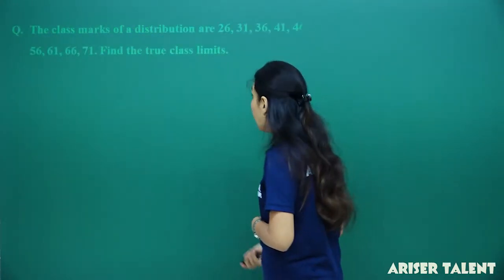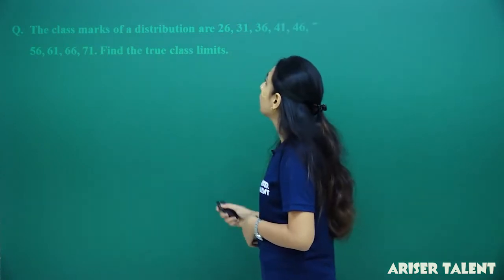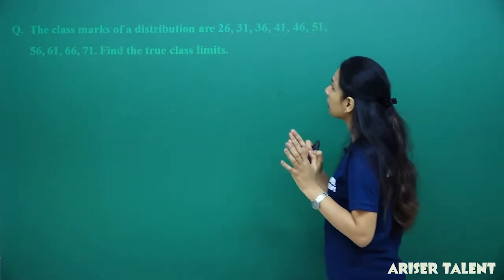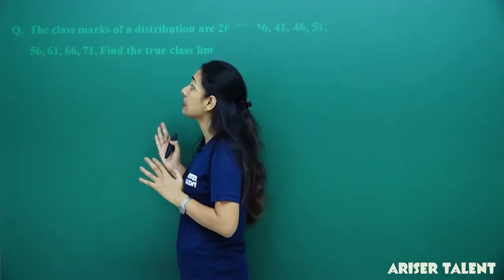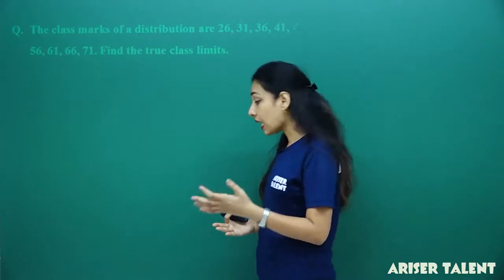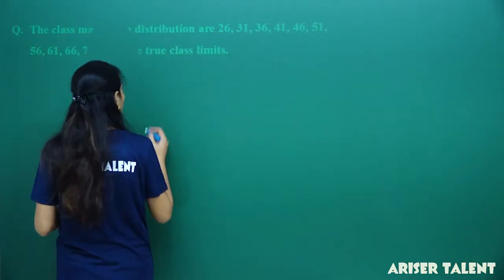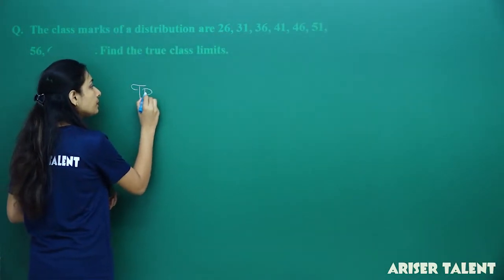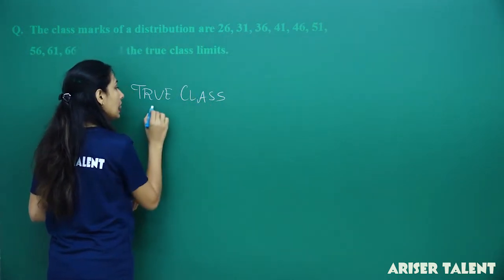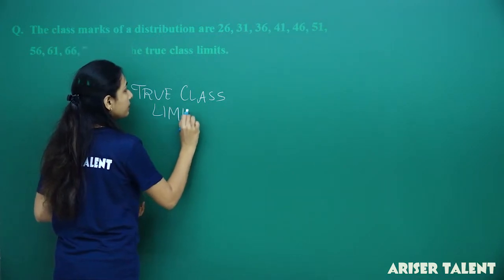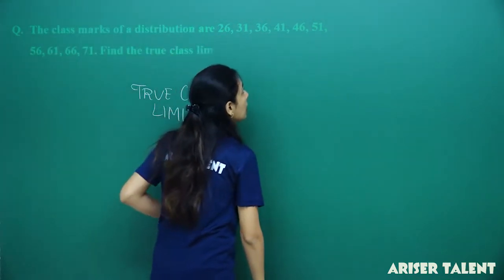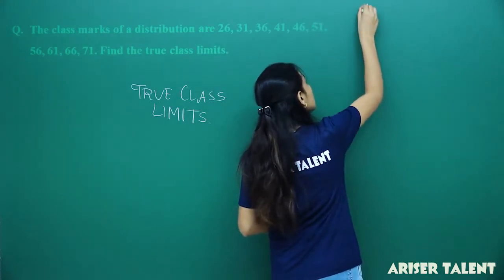Now, the question. The class marks of a distribution are 26, 31, 36, 41, 46, 51, 56, 61, 66, 71. Find the true class limit. True class limit. You have to find out what? True class limit. That you have to find out. Limits basically.